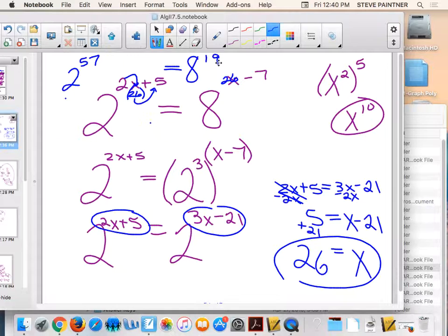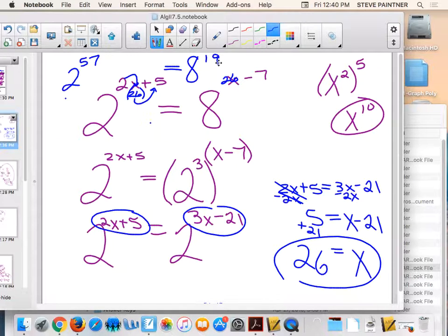Okay. So what's the goal when it comes to exponential equations? Make the bases the same. If you can make the bases the same, it is probably the easiest problem I'm going to give you on the test. Okay? Any questions?